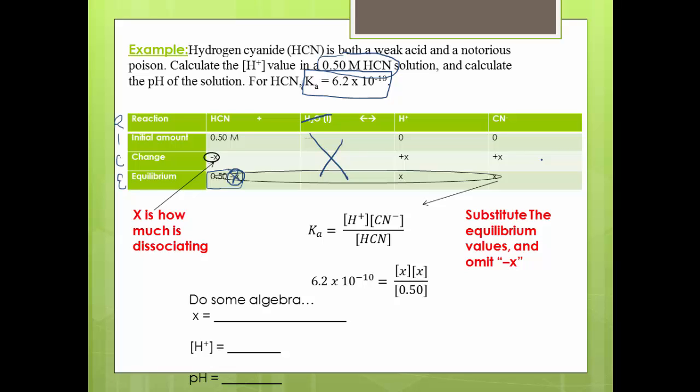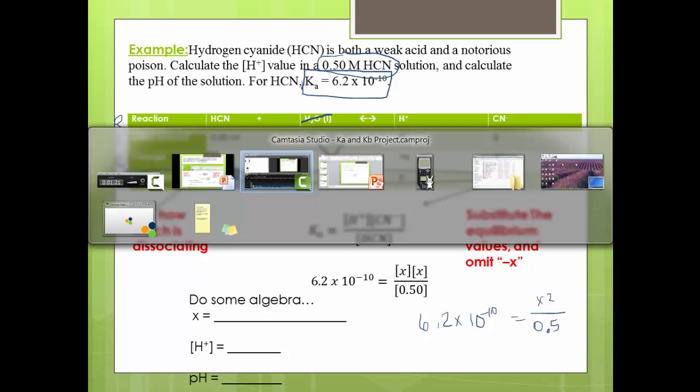So what we're going to do is we're going to substitute the equilibrium values, so that's this last line here, into the K expression. And we're going to omit that minus X. So the hydrogen and the cyanide were both X, so we're going to have X on top in both of these spaces. The HCN was 0.5, and it lost a little bit, but it's still pretty much 0.5, so we put that there. So we pretty much just solve for X here. So we have 6.2 times 10 to the negative 10 equals X squared over 0.5. We want to solve for X because X is the amount that actually ionizes, okay? So we're going to go over to our calculator.